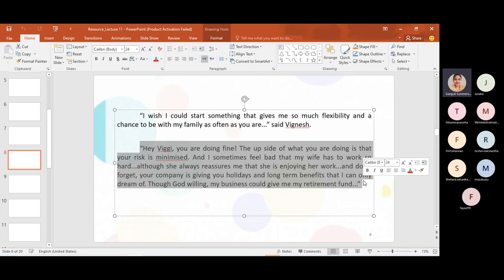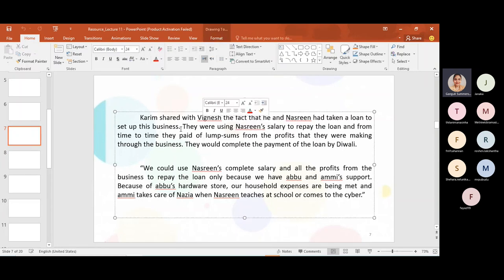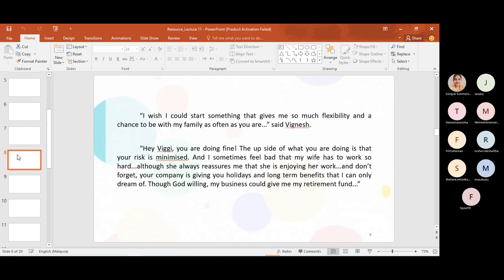And when it comes to Karim, Karim says that he sometimes feels bad about the fact that his wife has to work so hard, because somewhere here in the case study, it's mentioned that Karim is using his wife Nasreen's salary to repay the loan, right? So because of this, Nasreen is working very hard. Maybe she's doing overtime or working really hard since she is the one contributing to repay the loan. So Karim feels a little bad that his wife has to work so hard.